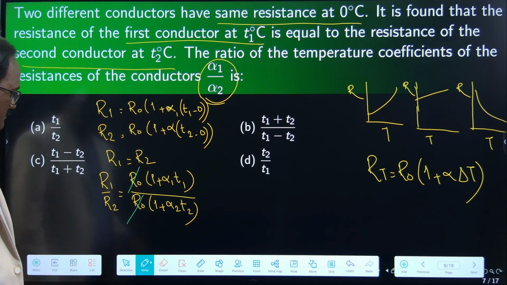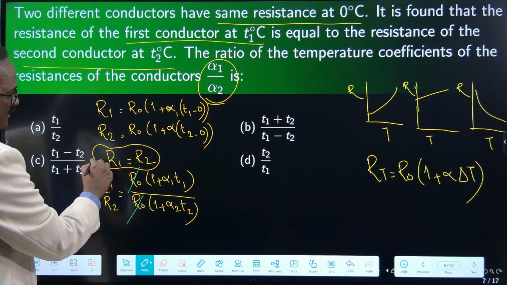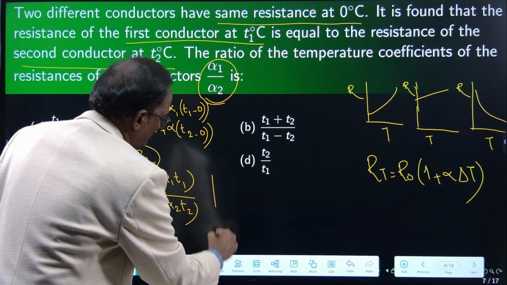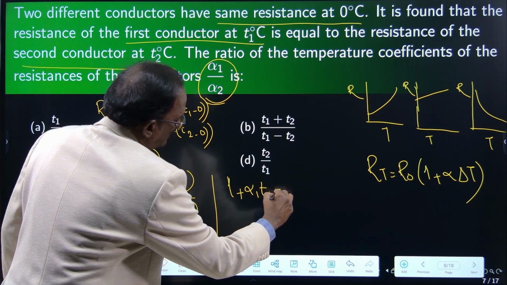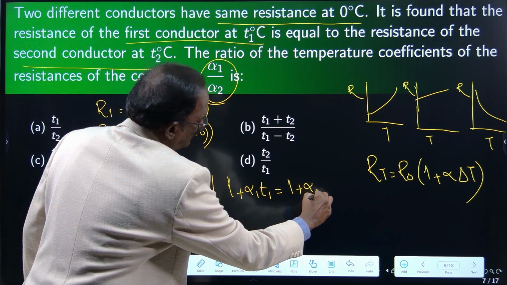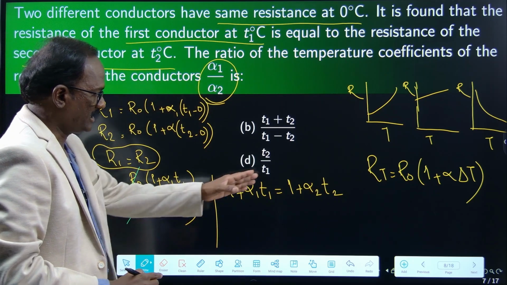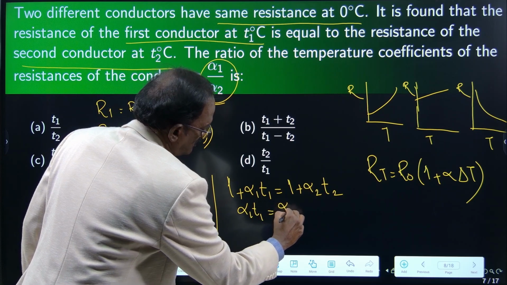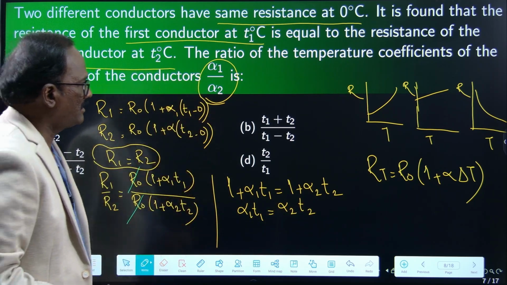R0 cancels. Now R1 is equal to R2 when it is T1 and T2. That means 1 plus alpha 1 T1 is equal to 1 plus alpha 2 T2. 1 and 1 can be cancelled. Alpha 1 T1 is equal to alpha 2 T2. Alpha 1 by alpha 2.